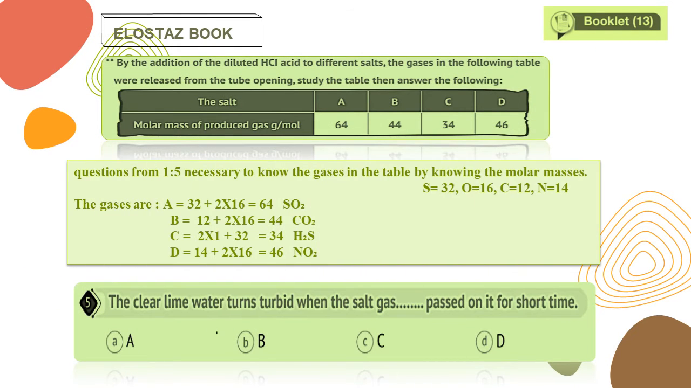We have question 5 here. The clear lime water turned turbid when the salt gas was passed on it for a short time. I think this will also be an easy question. Which gas makes the lime water turbid? We have carbon dioxide gas. It's easy to know that the clear lime water turns turbid, or becomes milky, when we have carbon dioxide gas.